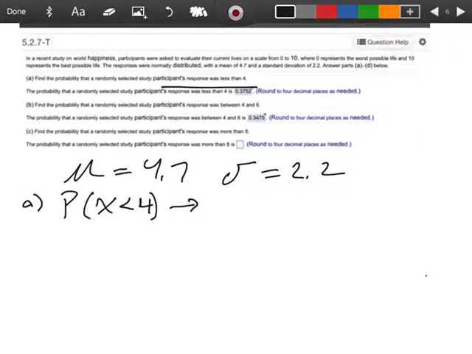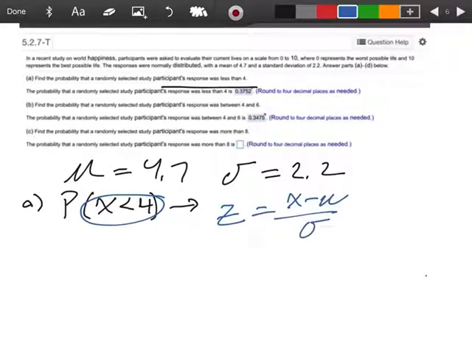Okay, so the first thing we're going to do, we're going to convert this to a z-score, okay? So the z formula looks like this. Z is equal to X minus mu divided by sigma. Okay, so what's my X number here? My X number is 4 minus mu, which is 4.7, divided by 2.2.